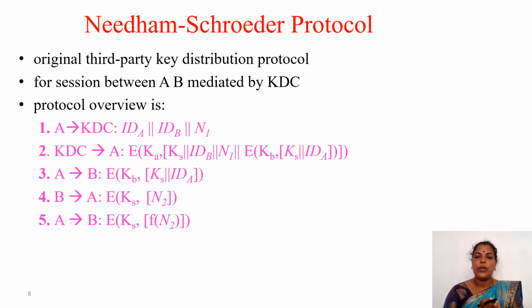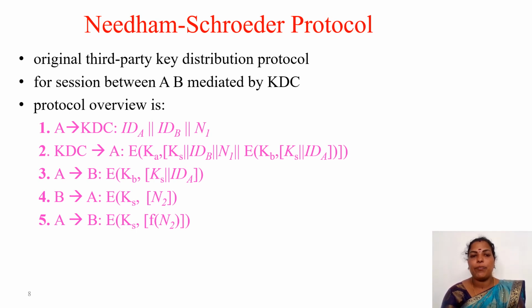I already told you, if Alice and Bob are communicating, they need a trusted third party. Here the trusted third party is the key distribution center. So how are they communicating with the help of the KDC? Let us see. These are the 5 steps involved in this Needham-Schroeder protocol. It is a third-party key distribution protocol. First, A sends to the KDC the identity of A, then the identity of B, and nonce 1.